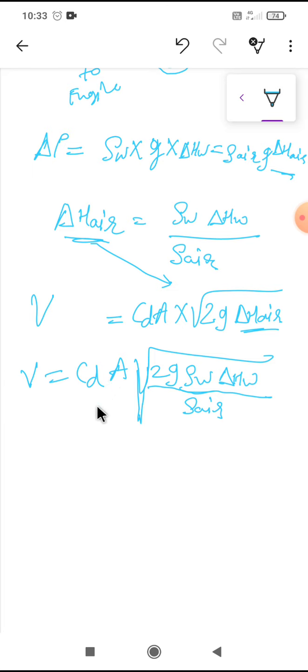Now suppose I want to find the mass flow rate of air. As we know, the density of air is equal to mass per unit volume. As we know, the formula for density is mass per unit volume. So this is the volume of air.